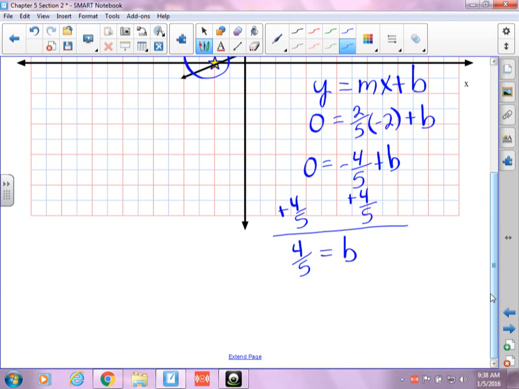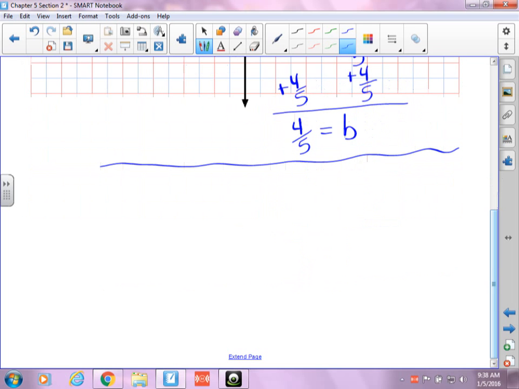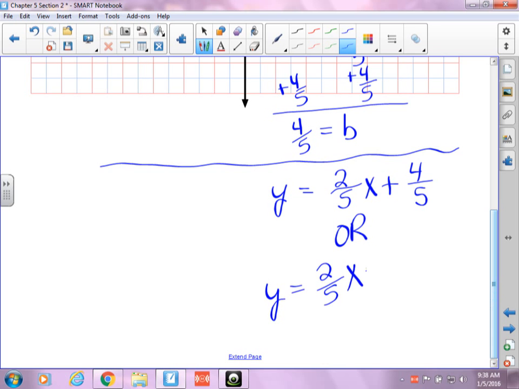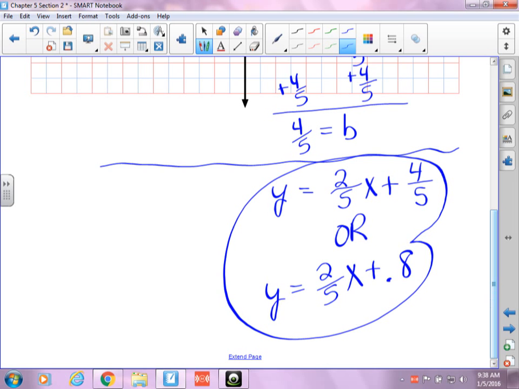It doesn't really matter. So when I write this equation now, y equals 2/5 x plus 4/5, or y equals 2/5 x plus 0.8. I'd accept any one of those. Can I make my slope a decimal? Can I write 0.4 for my slope? No, you can't, because then you don't get the rise over the run. So don't do that. I have a couple kids doing that, or making a mixed number, and you can't do that. We okay? Yes? No? Question?